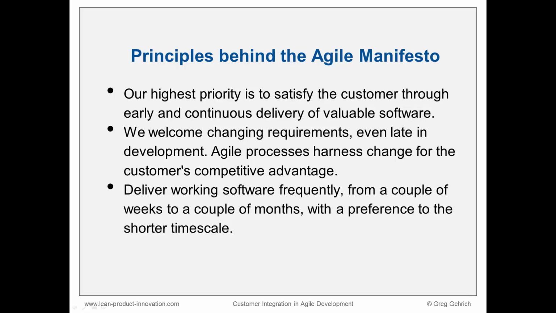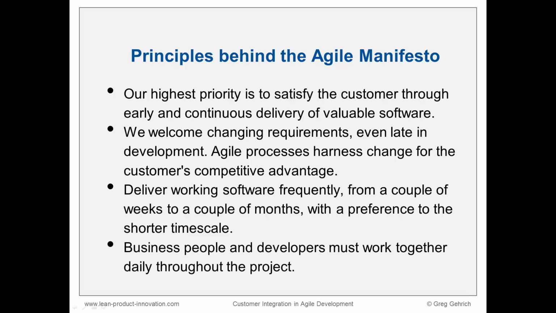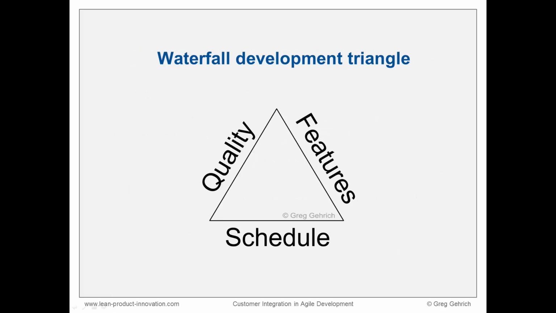Deliver working software frequently, from a couple of weeks to a couple of months, with a preference to the shorter timescale. Business people and developers must work together daily throughout the whole project. So let's look at how this translates into a software development process.